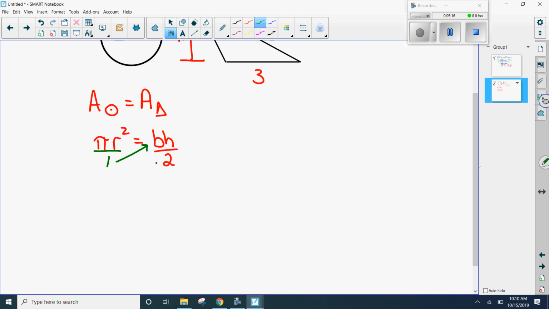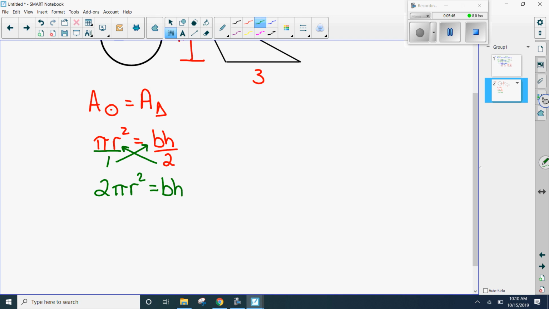If I cross multiply, what do you get? 2 times pi r squared is equal to 1 times base times height. If the circle is half of the triangle, then if I double the triangle, I double the circle. That's what I just did.